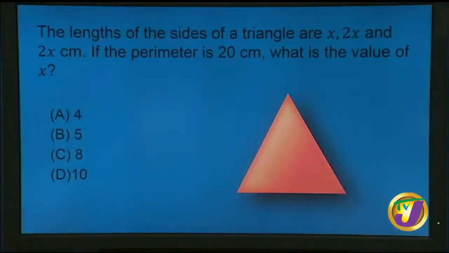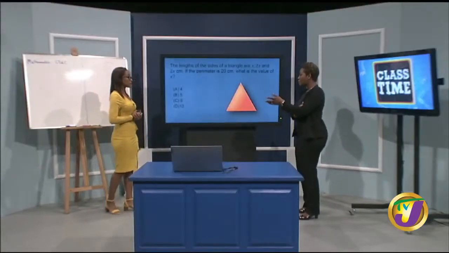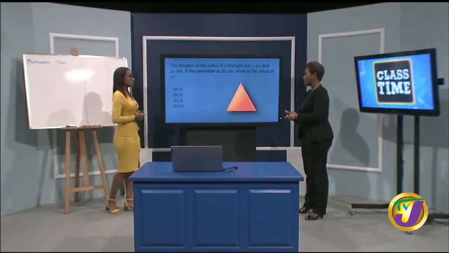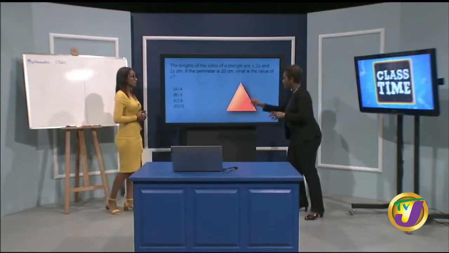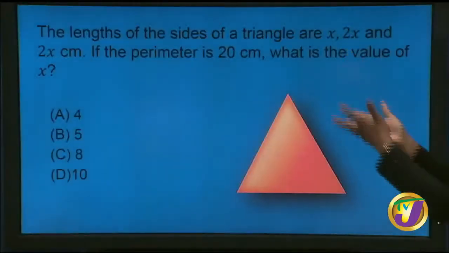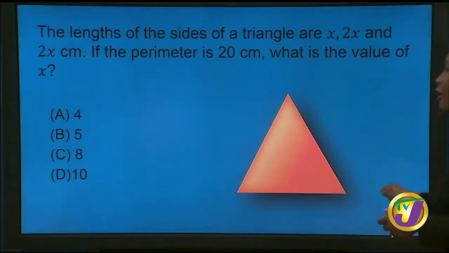Excellent. But let's take a look at our last measurement question for this session. The lengths of the sides of a triangle are x, 2x, and 2x centimeters. If the perimeter is 20 centimeters, what is the value of x? Again, perimeter is another key term that you have to understand before you come in here. What does perimeter mean? We're talking about all those sides. If you were to add up all those sides, we're talking about the total distance around the boundary of the shape.